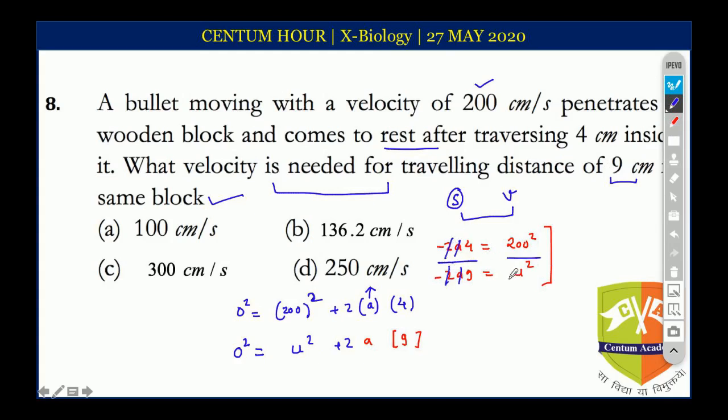Right? Very good. Got the answer? Got it. A is not at all required. Shijan, very good that you calculated A, but A is not required, so we'll eliminate it. Very good.